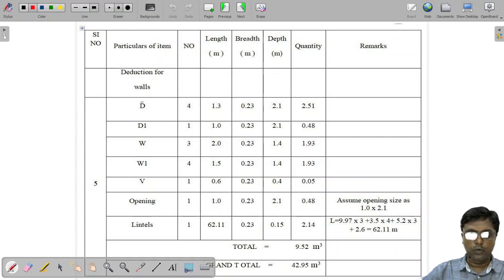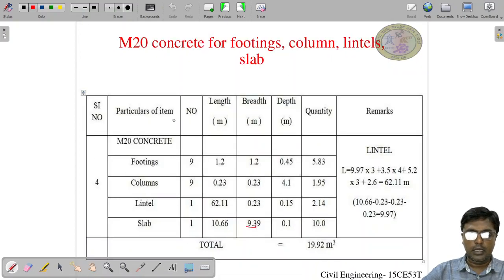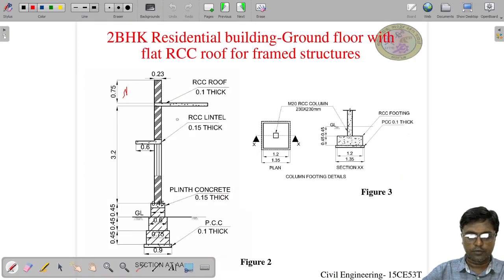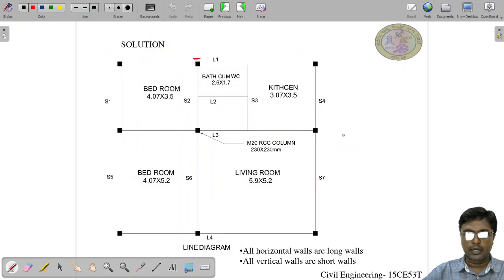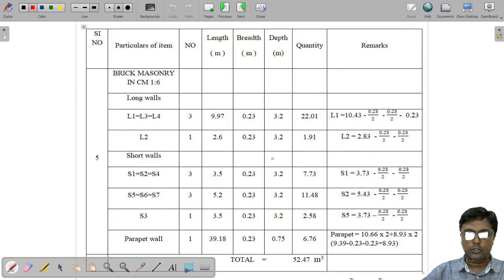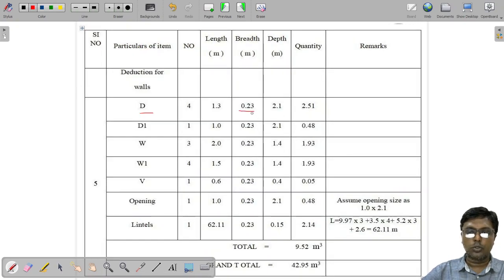So deduction for walls. First D, there are 4 numbers of D. 1, 2, 3, 4. Yes, there are 4 number of D's. So what we can do is 4 number into schedule of opening, 1.3 into 2.1. Since this is brick masonry, we will put the depth as 0.23, the same always. You will fit the door or window to the same thickness of the wall. So 1.3 into 2.1 is the schedule of opening, and 0.23 is the thickness. 4 numbers.